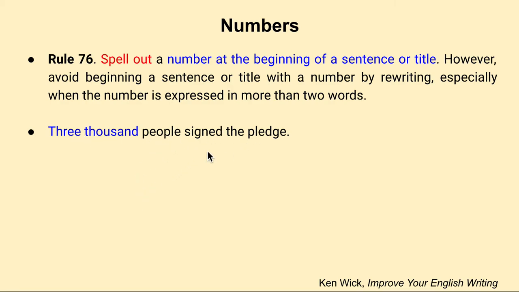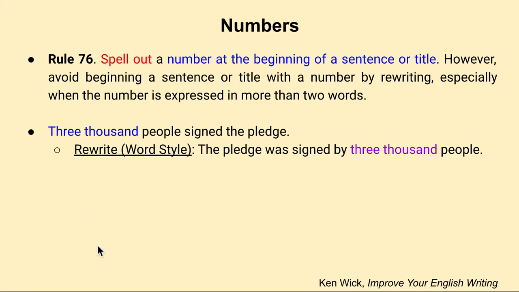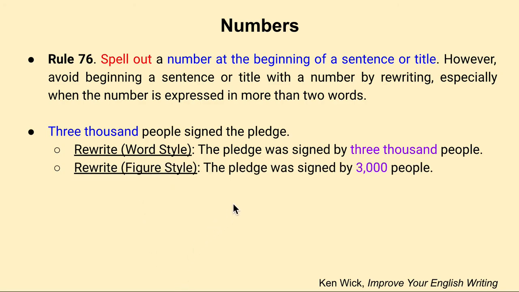3,000 people signed the pledge. You spell out the words at the beginning of a sentence. But if you're trying to avoid this situation with a number at the beginning of a sentence, a rewrite in word style would be the pledge was signed by three thousand people, which is just the same thing. And or you can write the pledge was signed by 3,000 people if you're writing it in figure style.